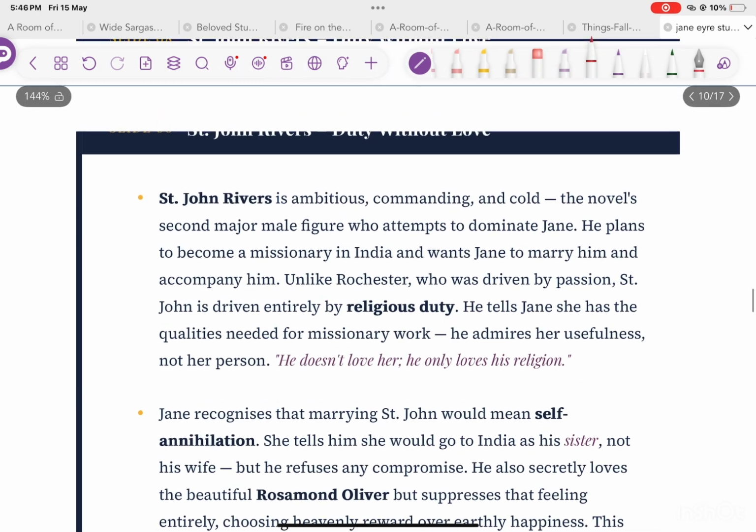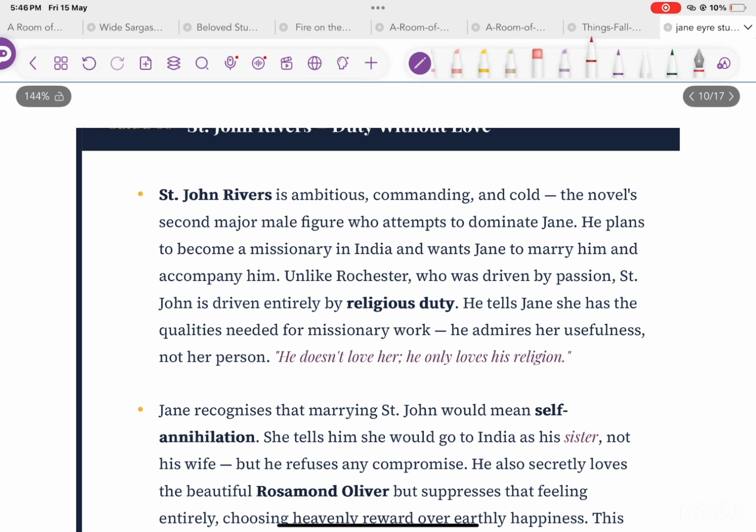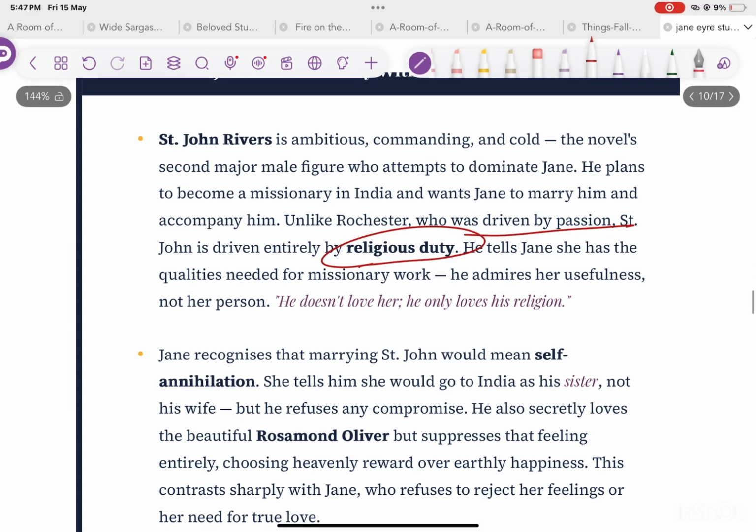So now St. John Rivers is ambitious, very commanding and very cold, and the novel's second major protagonist. He wants to do missionary work in India, and wants Jane to marry him. Before her, he liked someone and she rejected him, and she married someone else. Now he wants Jane to marry him and go with him on his religious duties in India.